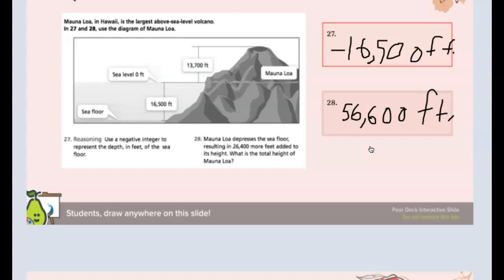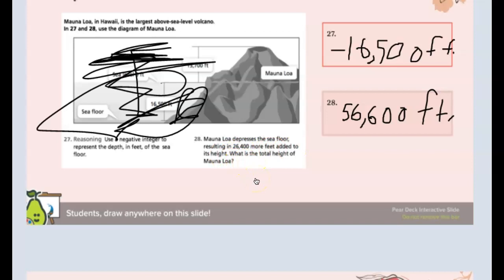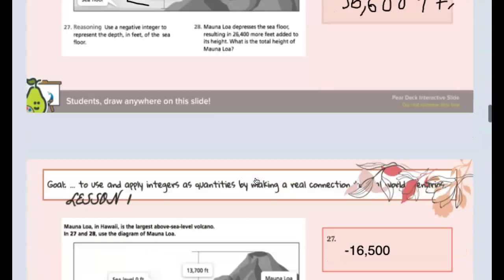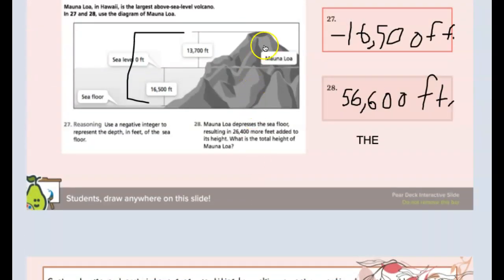Because some people added 13,700 with the 26,400, and some people added 16,500 to 26,400. Aren't we supposed to add them? Because it says here 26,400 more feet added to the height. But we have to add 16,500 and 13,700 and then add 26,400, aren't we supposed to do that? Because it says the volcano went down more. Something happened to the volcano, right? It depresses more. It went down more, 26,400 feet. Maybe it erupted, it moves, whatever happened.